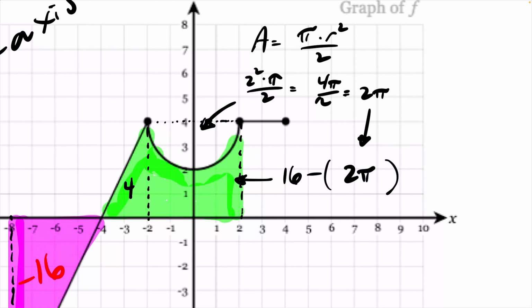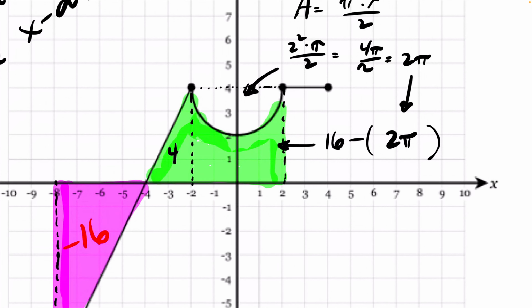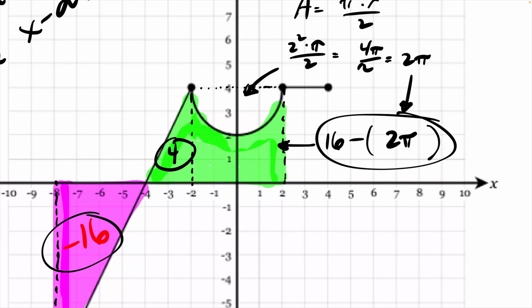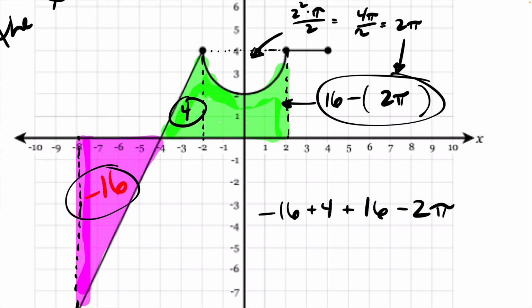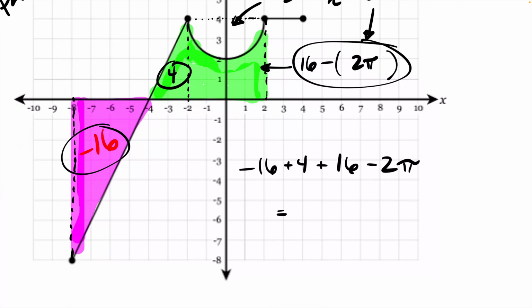I can't subtract 16 minus 2 pi. They're not like terms. So just leave it 16 minus 2 pi. So the area in here is 16 minus 2 pi. Now I'm going to add up all of the areas. I get negative 16 plus 4 plus 16 minus 2 pi. The 16s cancel out, so you're left with 4 minus 2 pi.